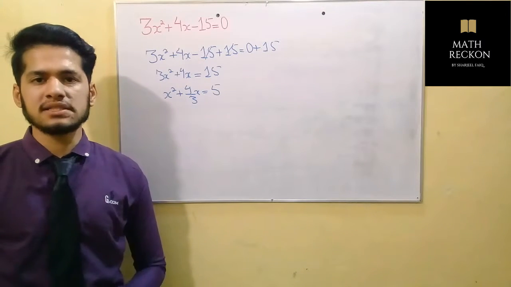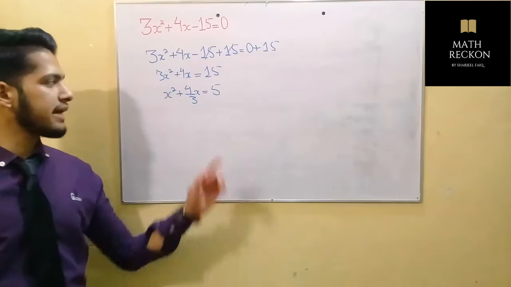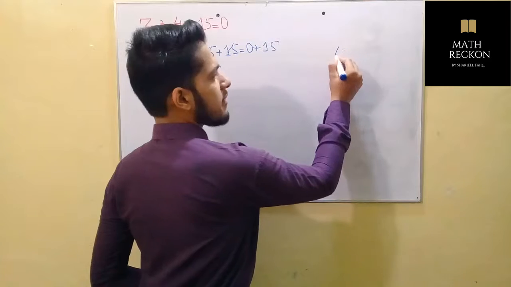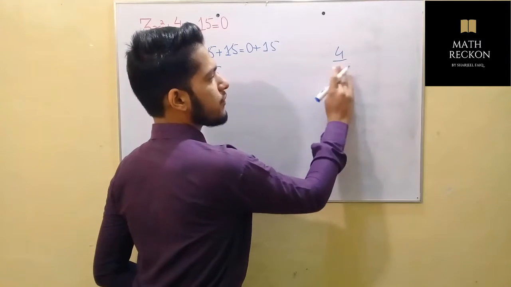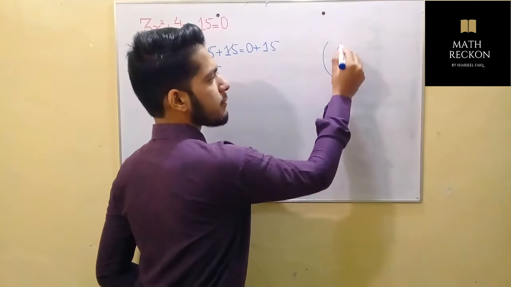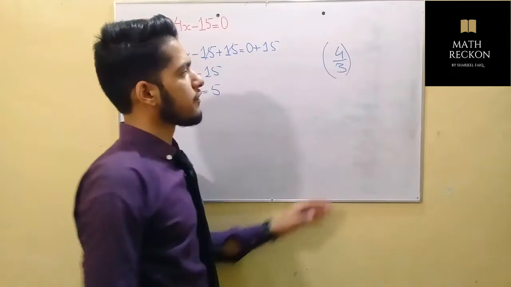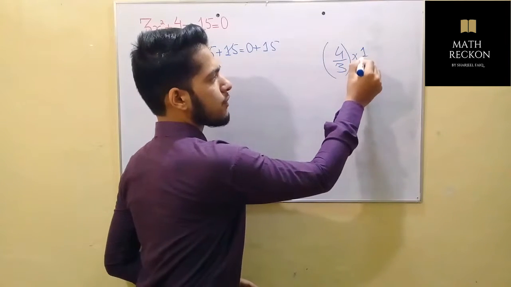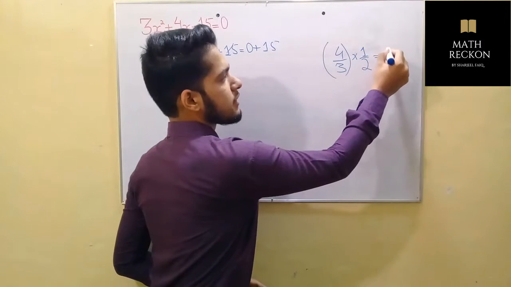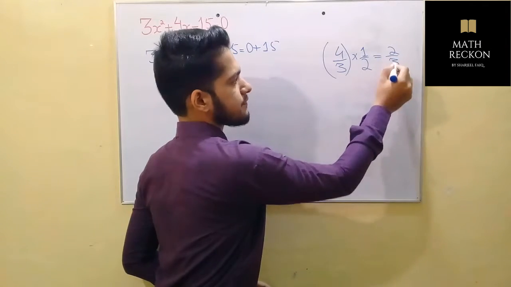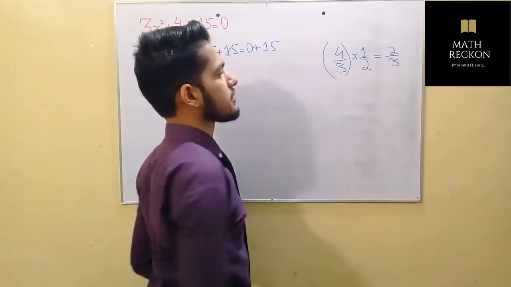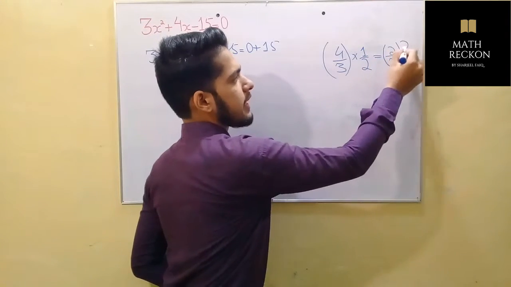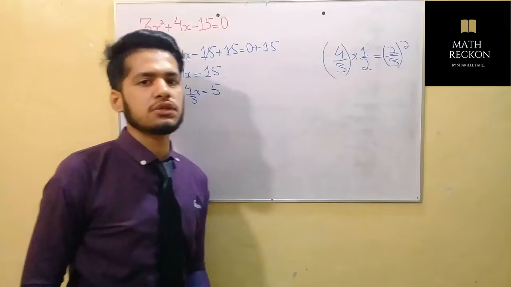Now what will be our third step? Our third step will be to look at the coefficient of x here, which is 4 upon 3. We need half of the coefficient of x, and for taking its half we will multiply it with 1 upon 2. Now we will have 2 upon 3, and we will take the square of it. Now we have 2 upon 3 the whole square.